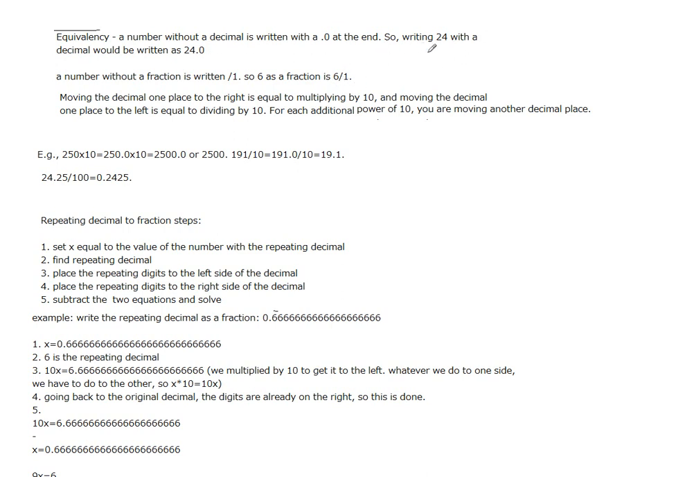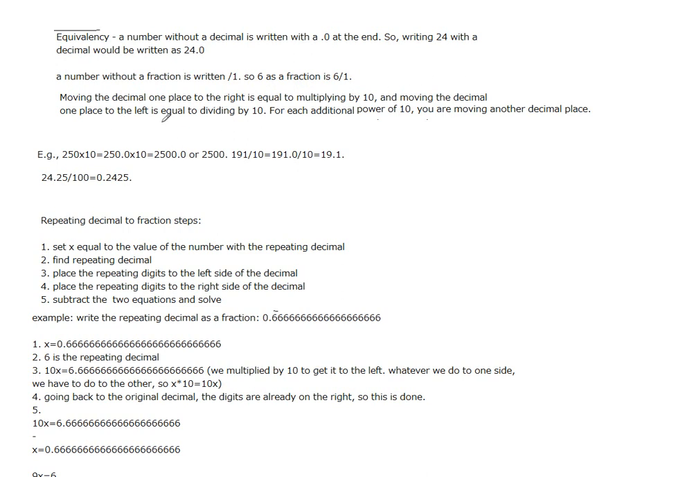So if you have a number like 5 or 6, you need to write it with a decimal. If there's no decimal, it's 6.0, 5.0. And if you have, say, 80 without a fraction, just the number 80, as a fraction it's 80 over 1. Okay? Now, moving the decimal one place to the right is equal to multiplying by 10.